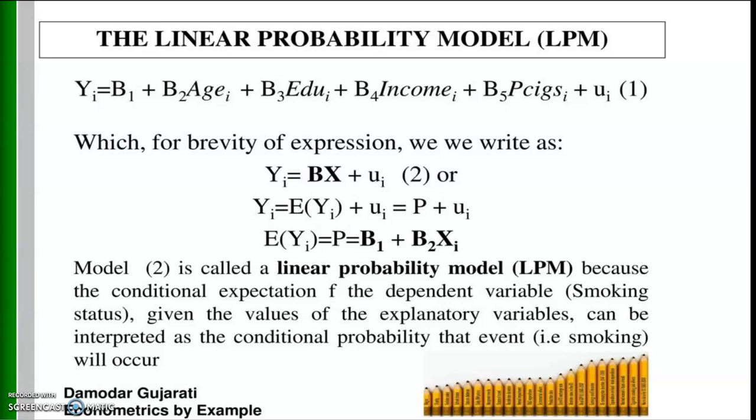Let us suppose we have this example from a textbook: yi is equal to beta 1 plus beta 2 age plus beta 3 education plus beta 4 income plus beta 5 price of cigarettes plus the random error, which for the sake of brevity we can write as: yi is equal to bx plus ui, or y is equal to the expected value of yi plus ui, or p plus ui, where p is the expected value of yi. So we can write the expected value of yi is equal to p, and that is equal to beta 1 plus beta 2 xi. A model of this kind is called a linear probability model, because the conditional expectation of the dependent variable, that is smoking versus not smoking, given the values of the explanatory variables, can be interpreted as the conditional probability that the event will occur.